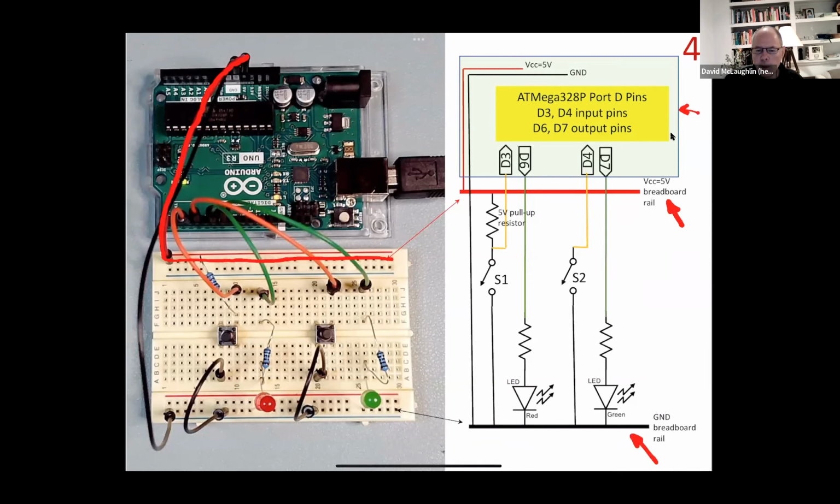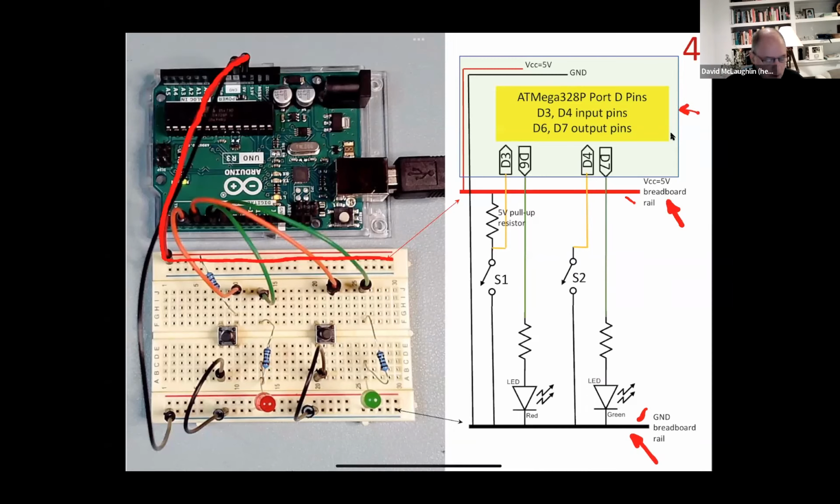So now that we're oriented there, you can see I've shown this thick red and thick black line here. Those represent the voltage rails on the breadboard. Now let's make the mental connection between the photograph on the left and the schematic on the right. Between the solderless breadboard and the Arduino, we have 4 pins.